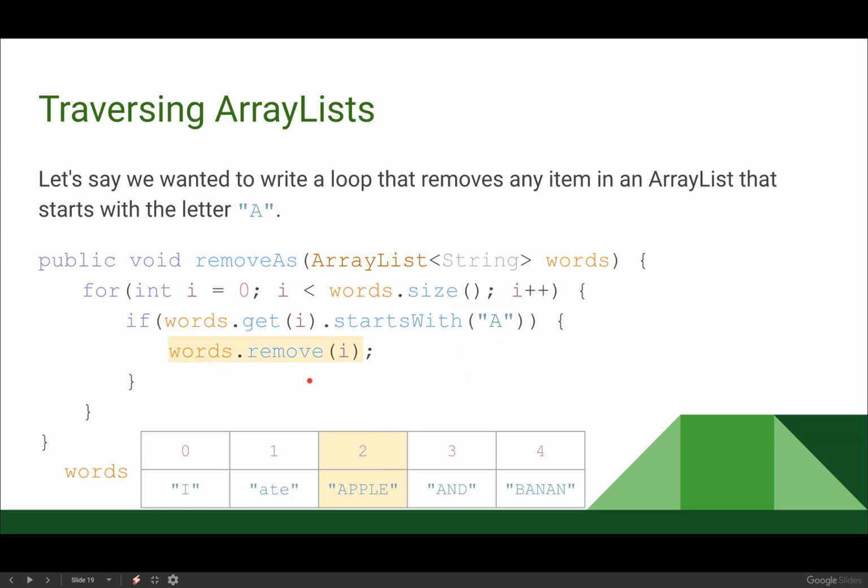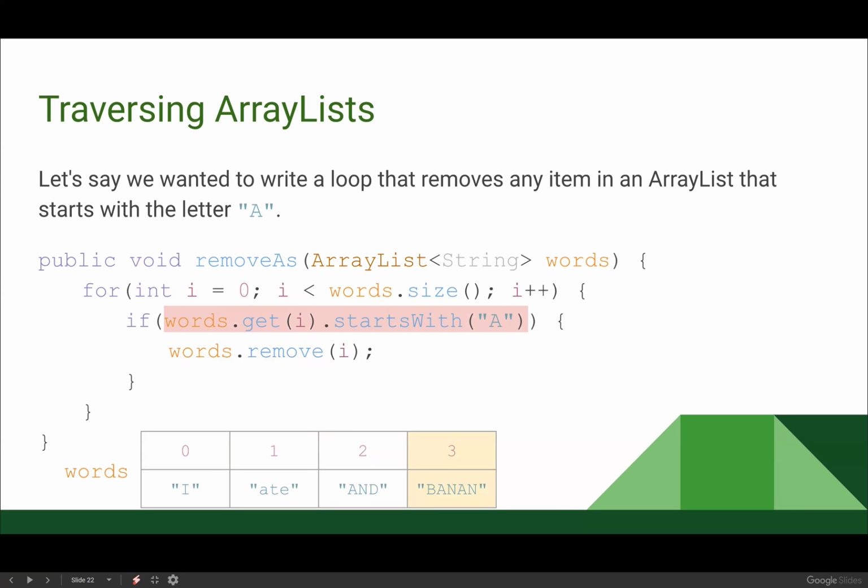We're going to call words.remove on index i, which is going to pull that value out. It'll return the word "apple", and then everything afterwards is going to shift down. So we're still looking at index 2. i still equals 2. So then we increase our i to 3. "Banana" does not start with an A. So that is the last thing in our loop. We have looked at all the elements, or we've looked at all of the indices in our array list.